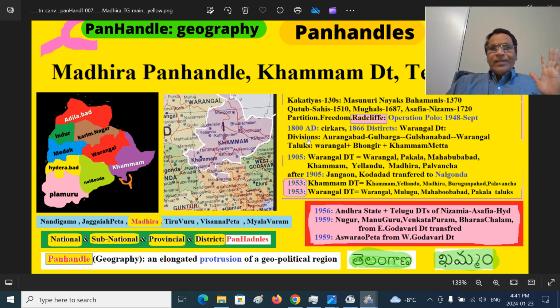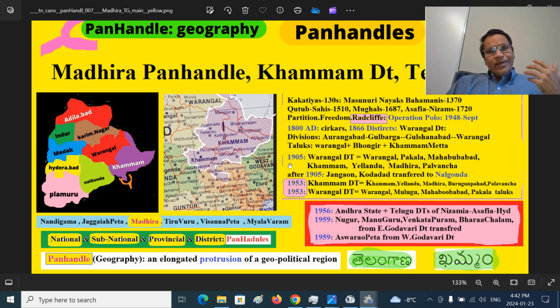There were 5 divisions in the Nizam's territory at that time: Aurangabad division, Gulbarga division, Gulshanabad, that is nothing but the bigger Medak and Hyderabad region, and then the Warangal region. The taluks in Warangal district were Warangal, Bongir, and Khammam. Warangal, Bongir in this region, Khammam. These are the bigger taluks. Now there are many taluks.